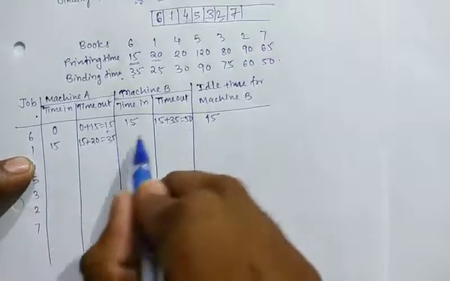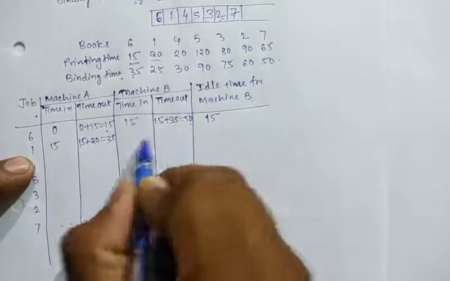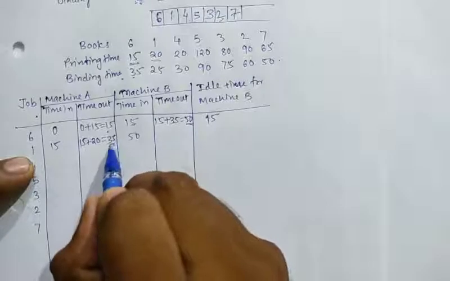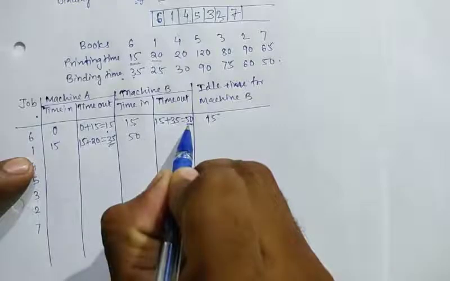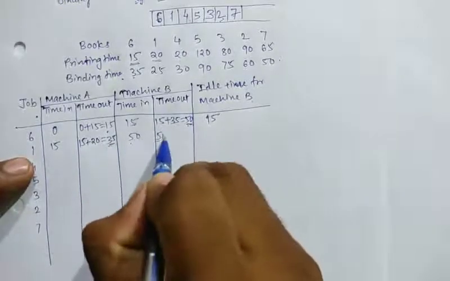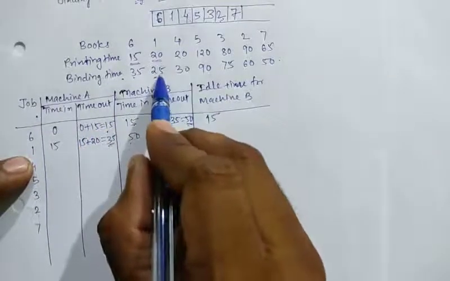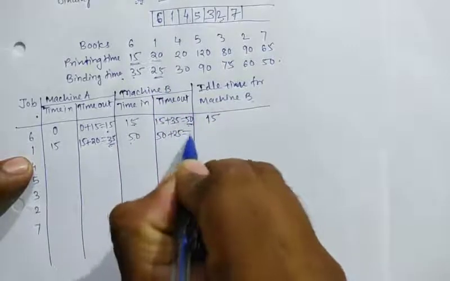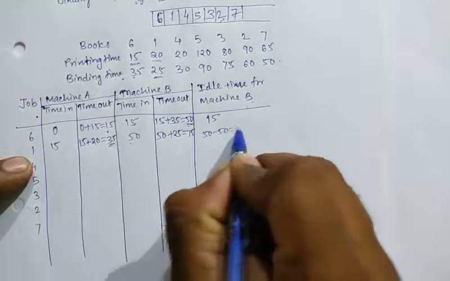Now the maximum between these two is 50, because second machine requires 50 hours and first machine requires 35 hours. Means machine B requires more hours than machine A. So we take maximum between these two, which is 50. Now 50 plus, for first job machine second requires again 25 hours, which is equal to 75. Therefore idle time for this is 50 minus 50, which is 0.